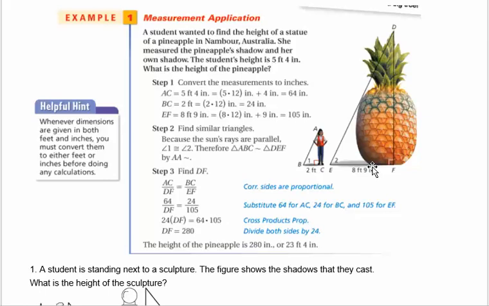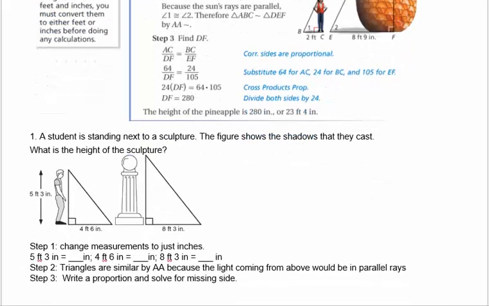We also need her height, which is 5 foot 4 inches, so we'll also convert that to inches, and they did that and got 64. And then you plug all those parts in and solve your proportion. So let's look at a couple problems. Number 1 is just like that.